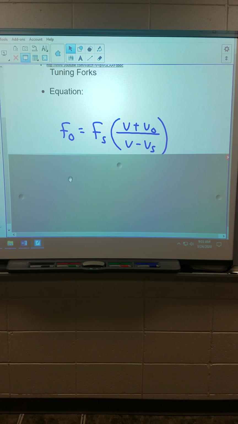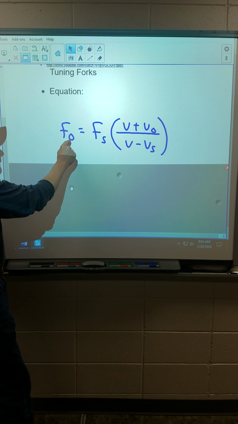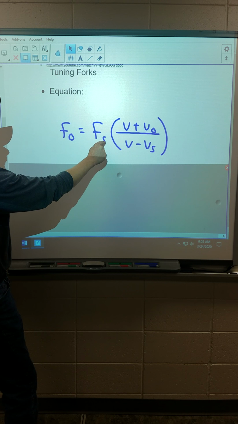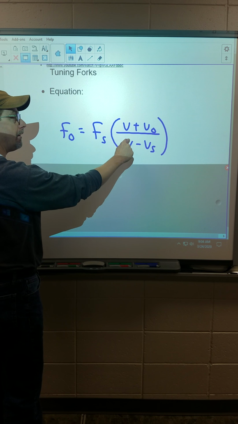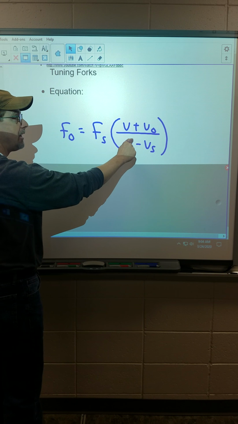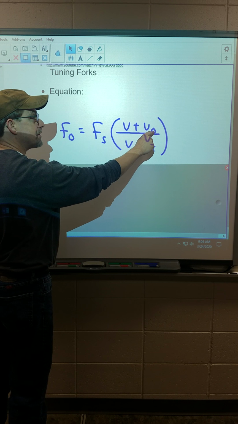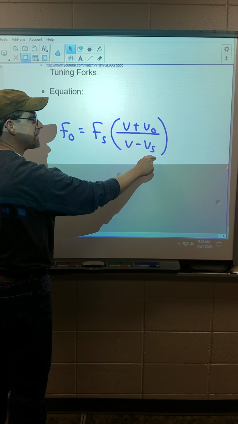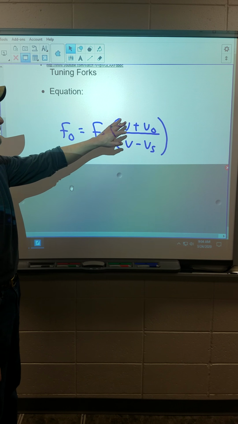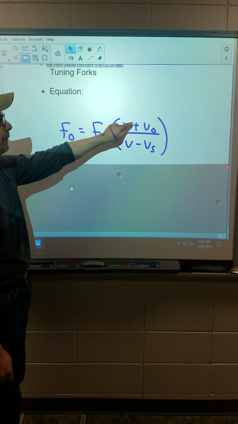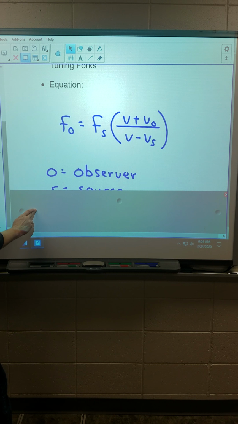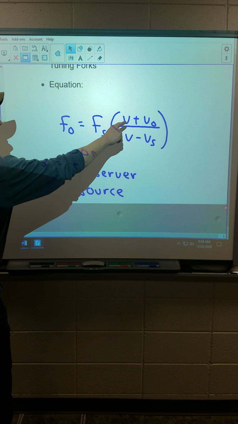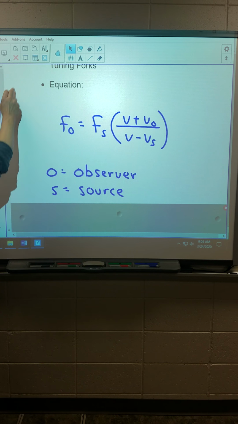So the equation for this is right here. The frequency that I'm going to observe is going to equal the frequency of the source sound times what's in parentheses here. The V here represents the velocity of the sound in air. Right here, this represents the observer's velocity. This right here represents the velocity of the source. Now, we're going to have to be very cautious about the signage here on these. So let's take a look at this, where O represents the observer, S represents the source, but we have to be cautious about our signage here.